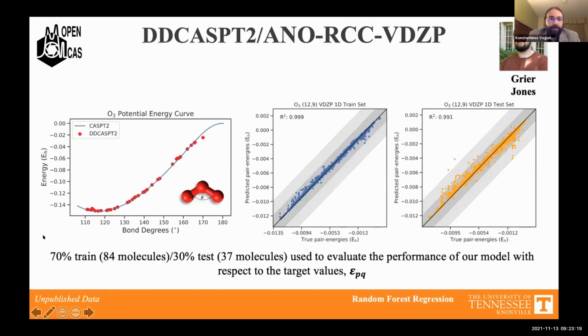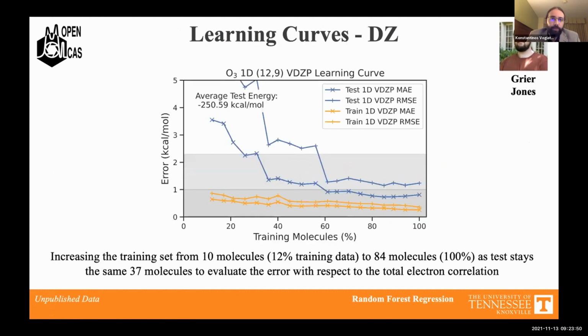So by using 70% of the molecules for training and 30% for testing, we can recover the full potential for the GAS-SPEC2 level with this scheme. Here are the deviations between the predicted and the true during the training, and here are the predicted versus the true pair energies for the testing. As you can see, most of them are within a very small error from the exact. And if I sum all of them together, I can retrieve the full GAS-SPEC2 energy.